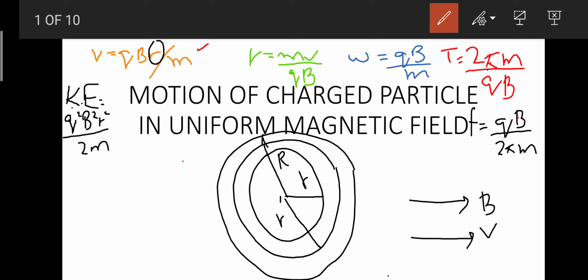What will happen if I release a charged particle in the magnetic field not perpendicular, not parallel, but along some angle theta? For this case, we are going to have the next lecture, in which we will study what will happen if I release the charged particle with an angle theta.